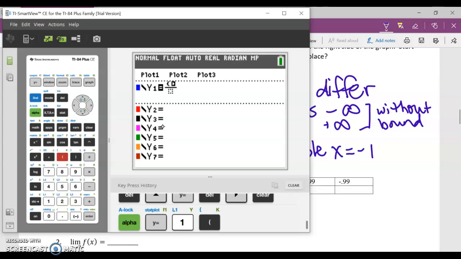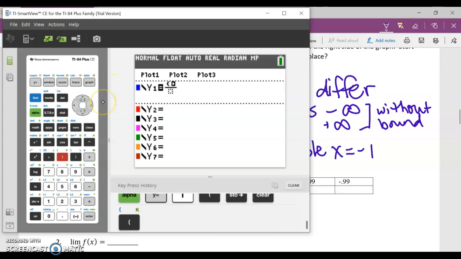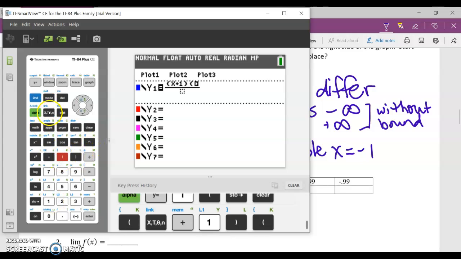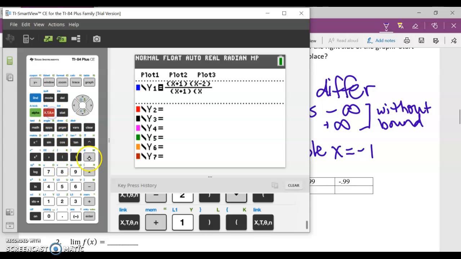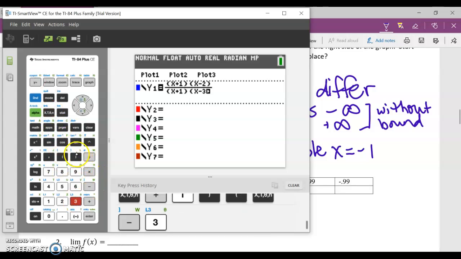On the top, my function says x, hold on, it doesn't like that. So on the top, my function says x plus 1 as one factor, and then my other factor is x minus 2. And then in my denominator, as I click down there, one of my factors is again x plus 1. And my other factor on the bottom is x minus 3. So here is our function.